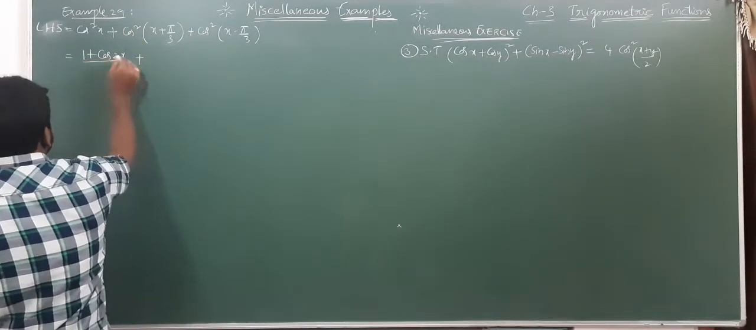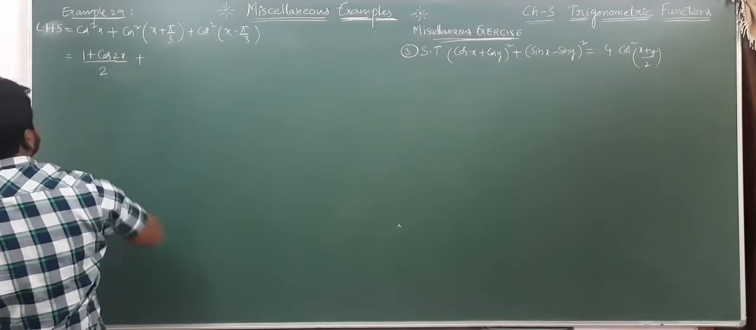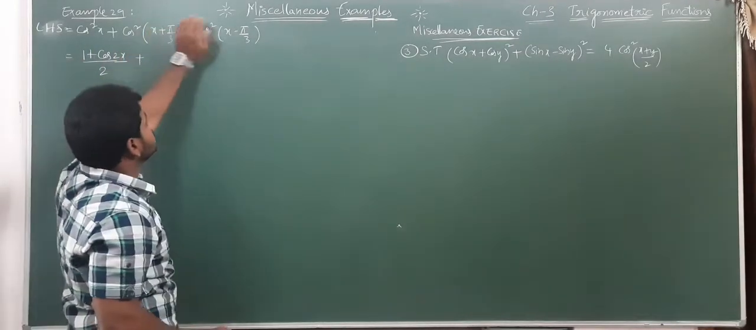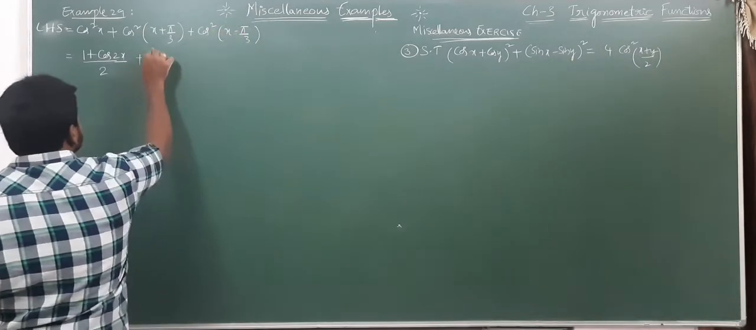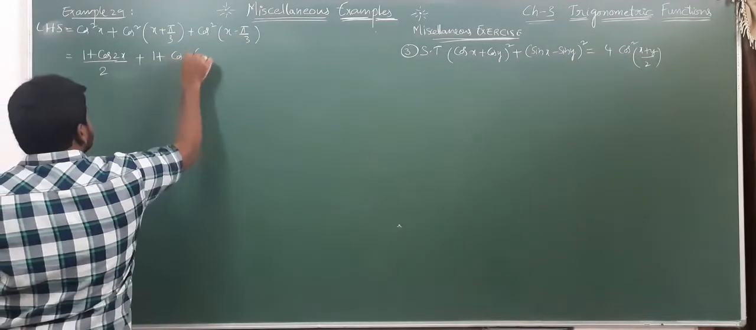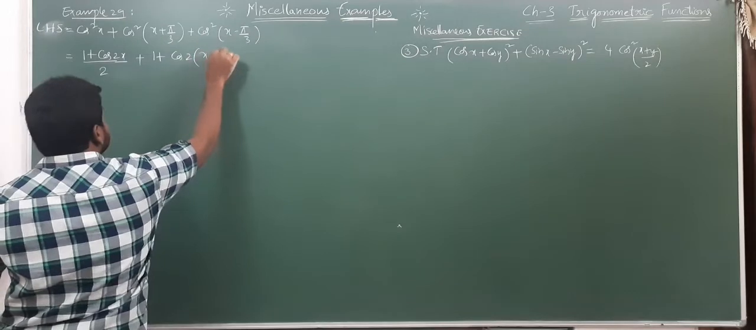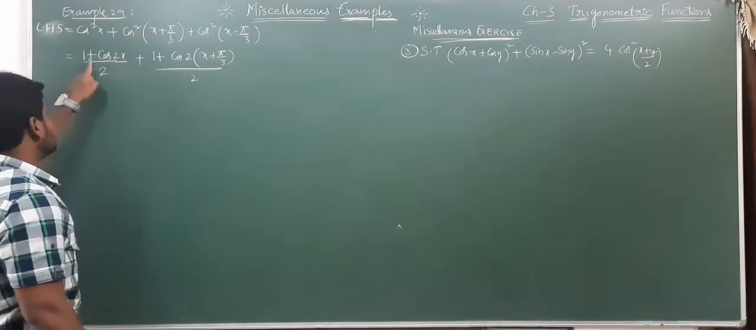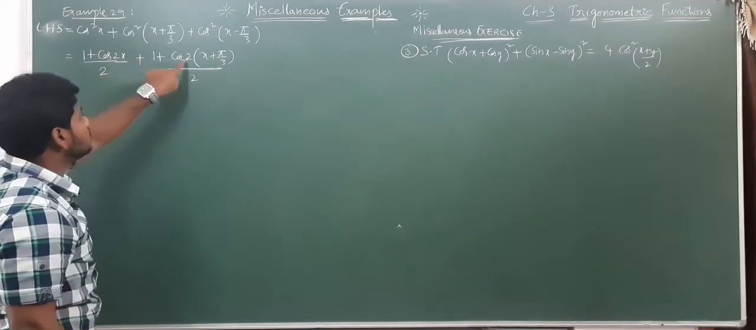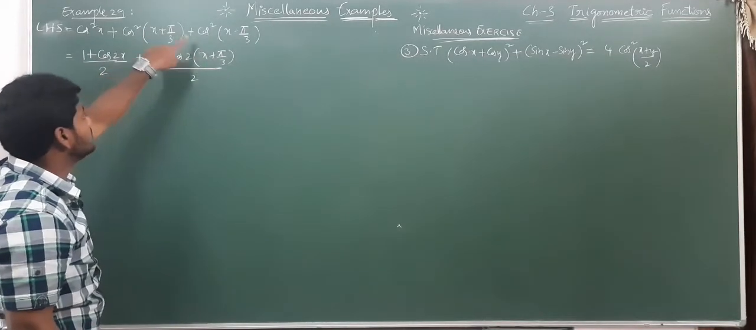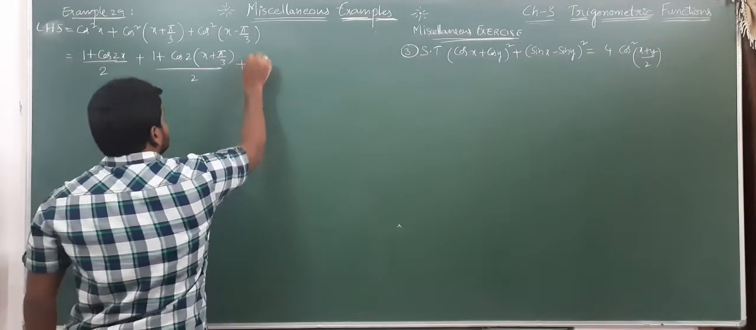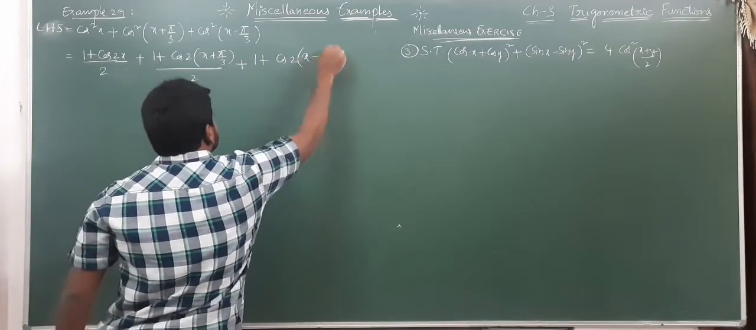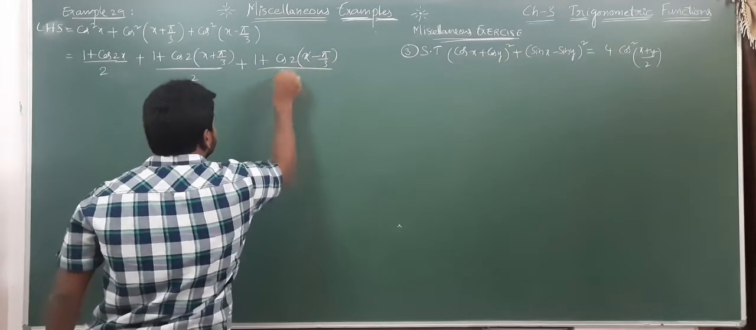This whole is divided by 2, right? 1 plus cos 2x by 2. Here x means 2x. This is also cos square only, this is also cos square. So write this as 1 plus cos 2 times of x plus pi by 3, by 2. Same formula, right? 1 plus cos 2x by 2. In the place of x, whatever is there, we need to write. Here also, 1 plus cos 2 times of x minus pi by 3, by 2.